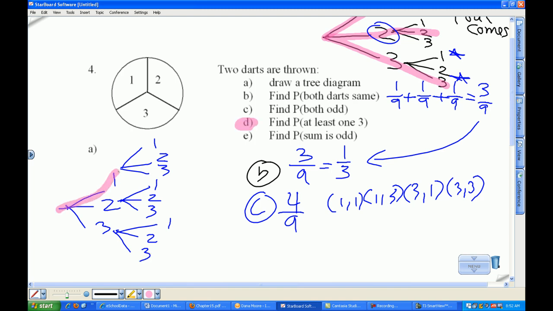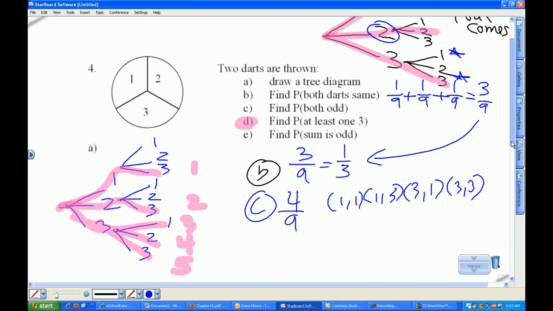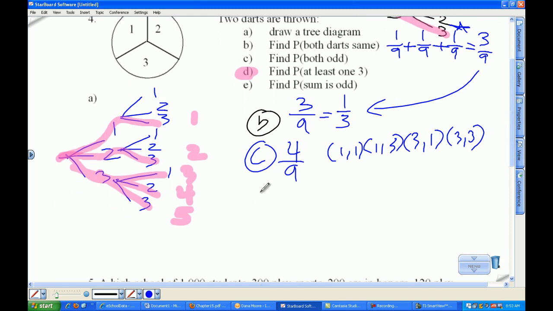Here's a branch with a 3 on it. So 1. Here's a branch with a 3 on it. 2. And all 3 of these, 3, 4, 5, have a 3 in it. At least 1. 3, 3 has 2 of them. So at least 1. So we go 5 out of 9. And D is done. Okay.